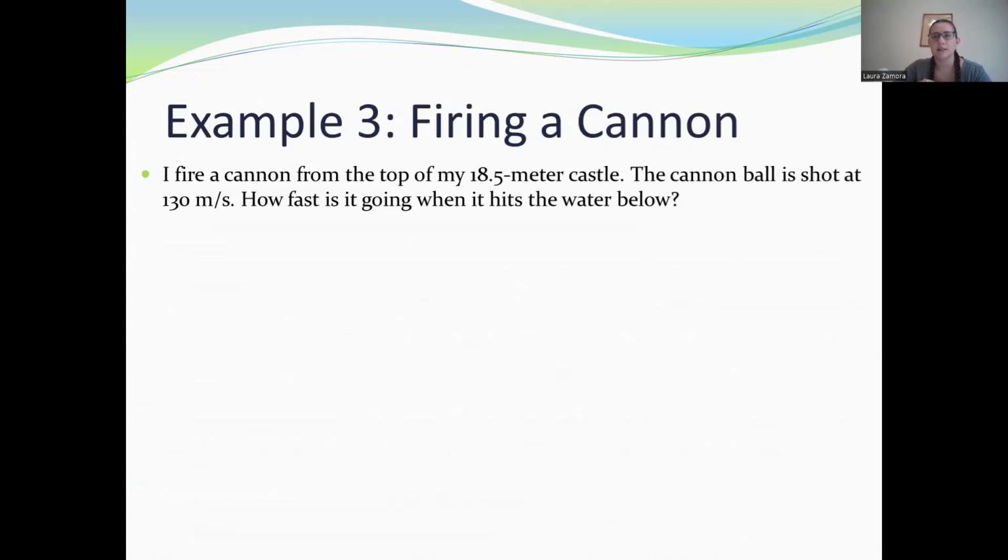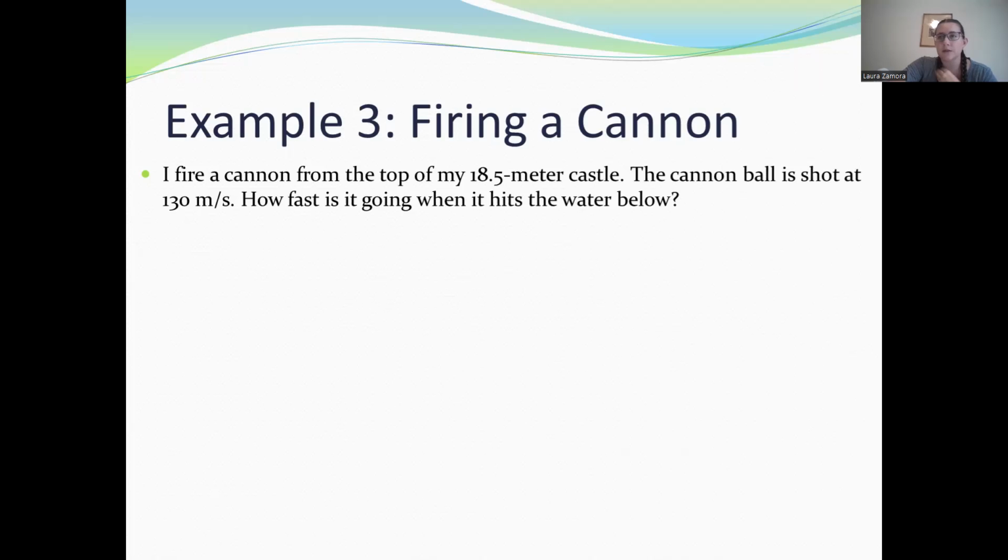Okay, so here is an example for you guys. I fire a cannon from the top of my 18.5 meter castle. I have a castle, how cool is that, right? The cannonball is shot at 130 meters per second. How fast is it going when it hits the water below?